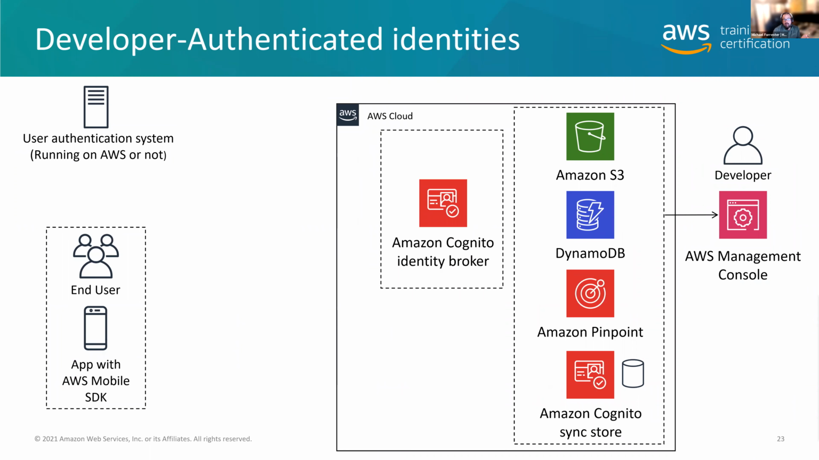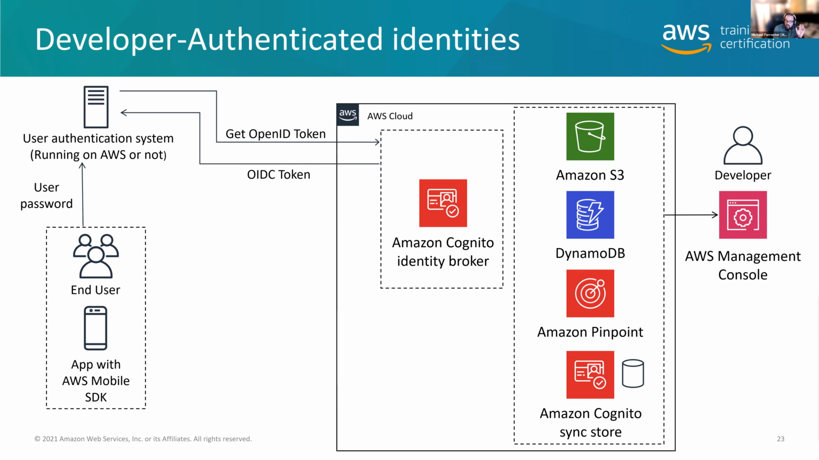Now, if this is developer authenticated, some people might want to do their own identities instead of a public identity provider. Cognito makes this really easy to do by using an OpenID token for the developer identity. Say there's a user authentication system, it doesn't matter where it's running, and the end user is authenticating against it. The system talks to Cognito and says, hey, can I get an OpenID token? An OIDC token is returned and submitted back to the user. Let's be clear: there's a trust relationship between Cognito and the developer identity provider, the authentication system.